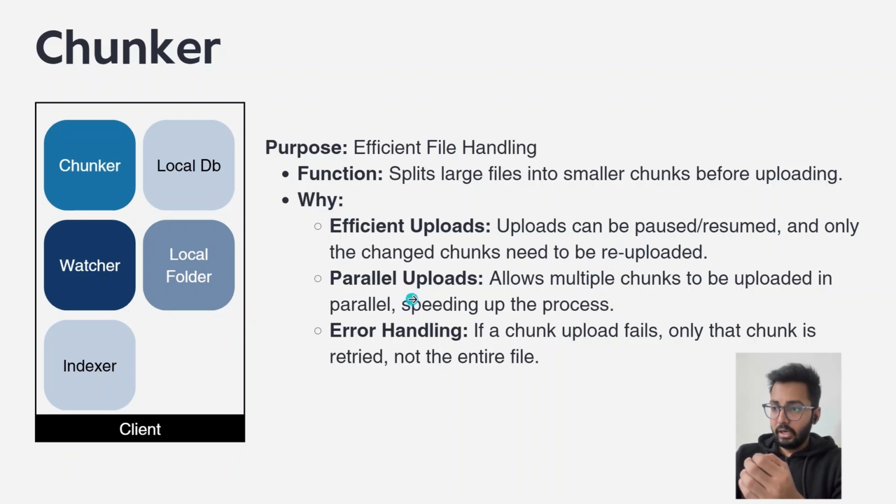Parallel uploads. Chunker allows multiple chunks to be uploaded in parallel, speeding up the process, and it handles errors as well. If a chunk upload fails, only that chunk is retried and not the entire file, as I said. So this was about Chunker.